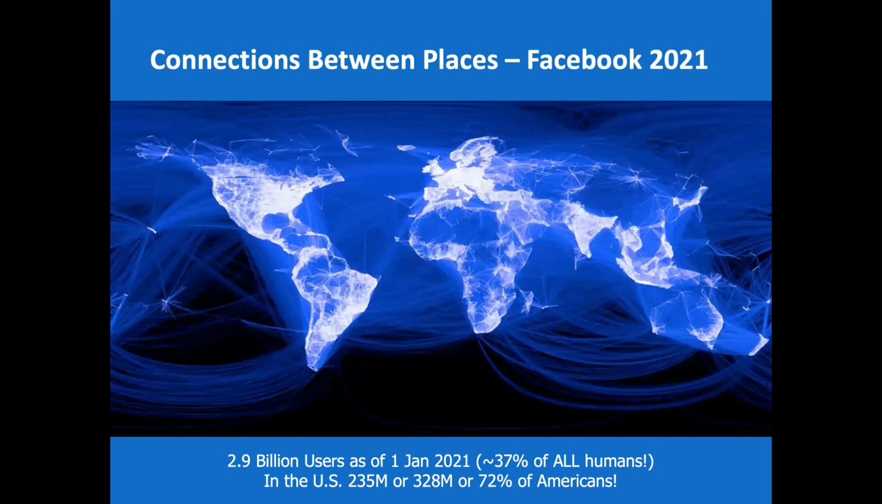We'll talk about differentiation and integration. One of the best examples I like to use is Facebook. As of the beginning of the year, think about that, 37% of all humans and 72% of all Americans had an account on it. It doesn't mean that every one of those individuals necessarily used it all the time, but they had an account that was active. And that is a lot of people.